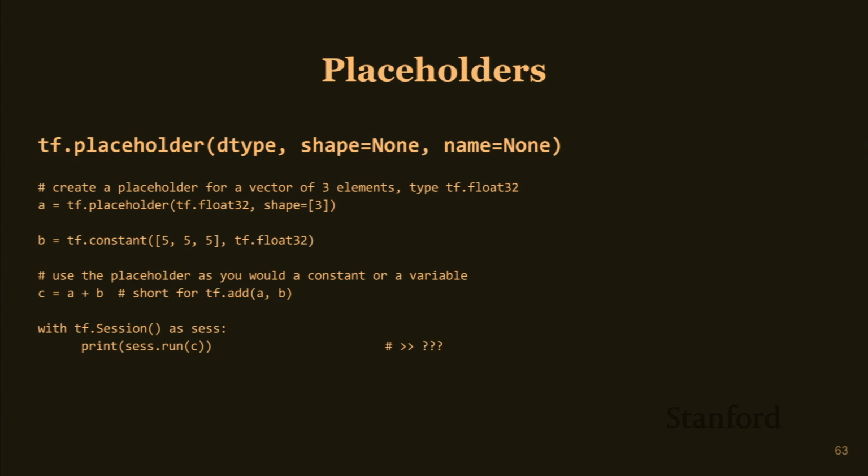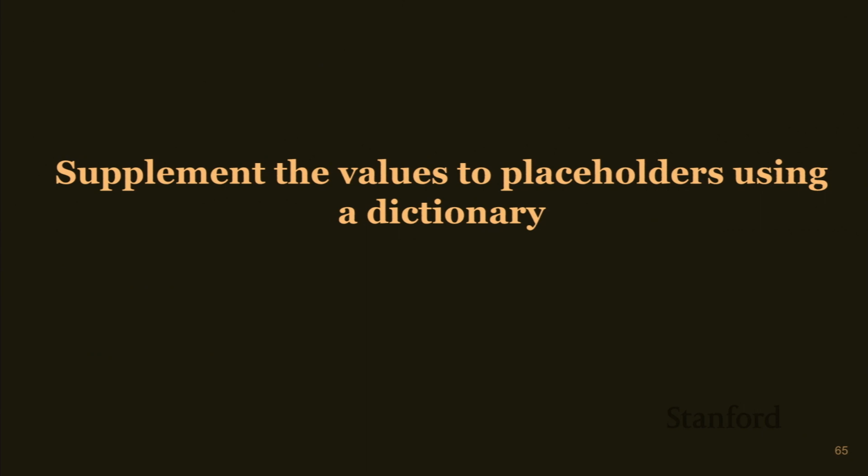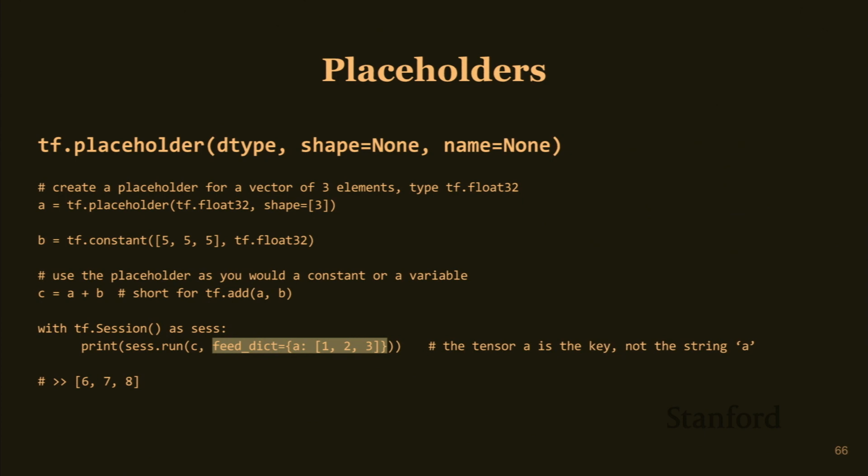Yeah, it's an error, because to get the value of C we need A, but we don't know the value of A since A is just a placeholder for the real value. So you will see that error if you forget to supplement data to placeholders. To supplement the values, we use something called a feed dict. It's a dictionary that maps the placeholder to its real value. For example, if you give A the value 1, 2, 3, then when you print out C, you get 6, 7, 8.